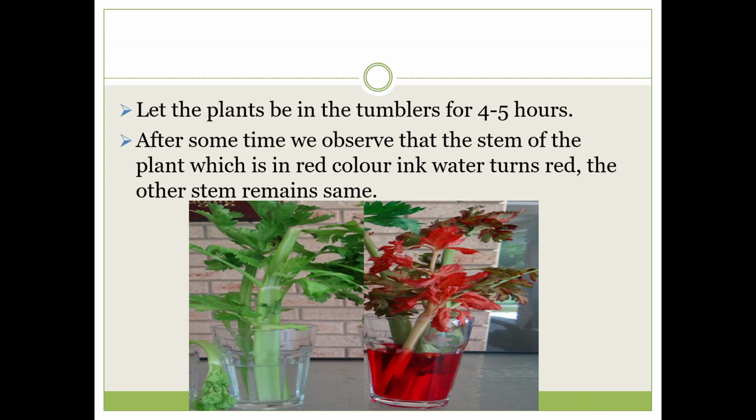After some time, we observe that the stem of the plant, which is in red colored ink water, turns red. The other stem remains the same. This is because roots have absorbed the red water and transported it to the leaves, hence red colored lines are seen on the stem.